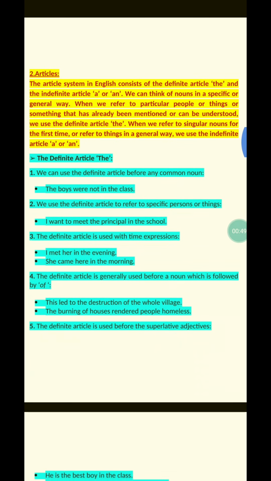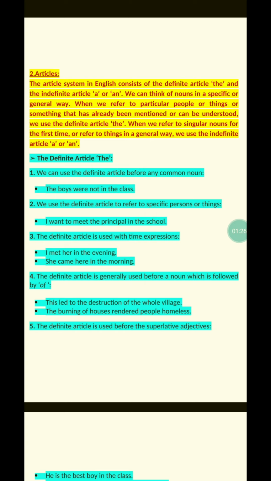Second point, children, articles. The article system in English consists of the definite article the and the indefinite article a or an. So children, we are going to see where we use the definite article the. The first point, we can use the definite article before any common noun. The boys were not in the class. Number two, we use the definite article to refer to specific persons or things. For example, I want to meet the principal in the school. So children, principal, we are trying to specify here.